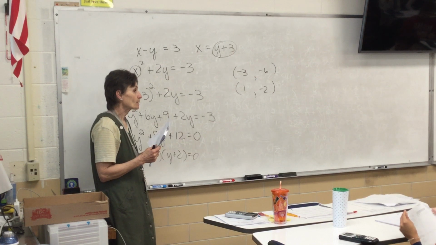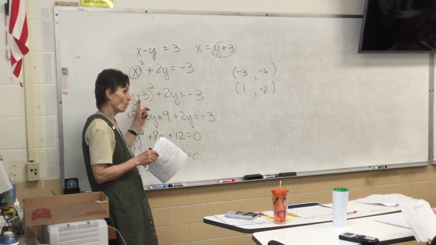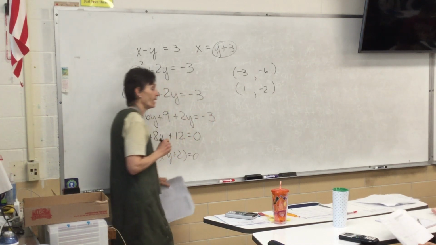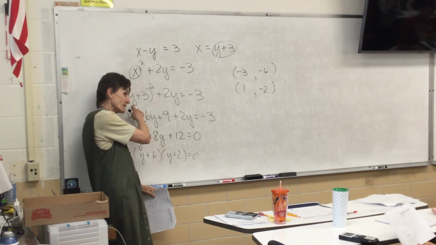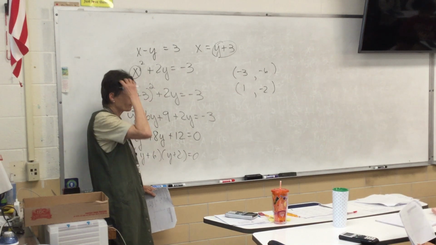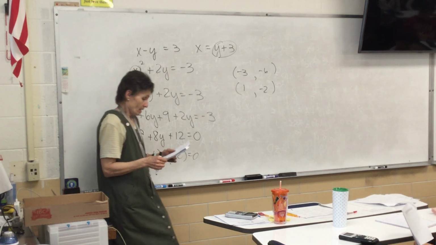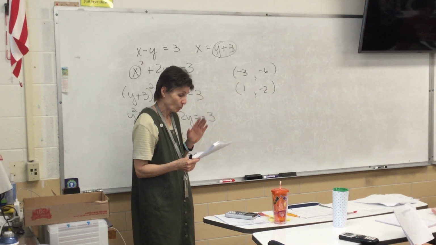We did the 6y. When you FOIL that, y plus 3 times y plus 3, oh, I see. Don't be one of those people that writes y squared plus 9, okay? You see all this gray hair? Don't do that.